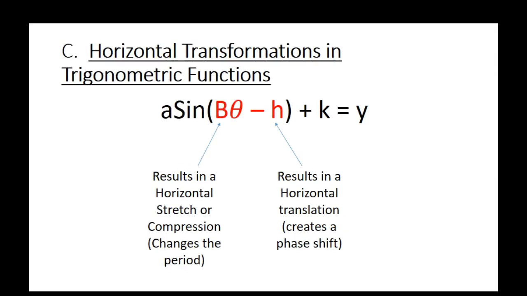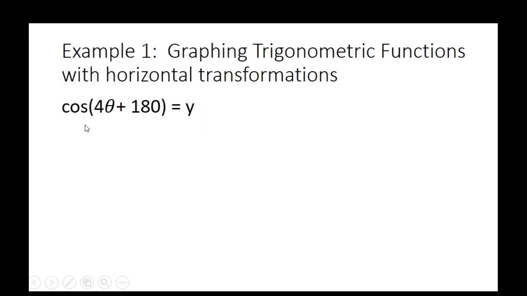So, horizontal transformations with trig functions. If you have a number in front of the theta, that results in a horizontal stretch or compression, and it changes the period. If you have a number after the minus, that's going to result in a horizontal translation, and it creates what we call a phase shift. The A is still the vertical amplitude, and the K is still the midline. That's still the same.